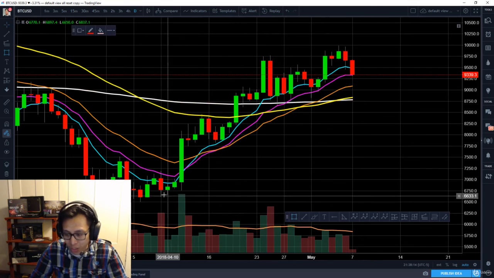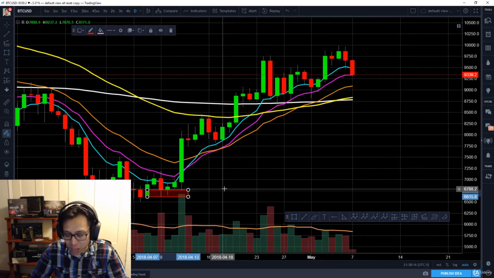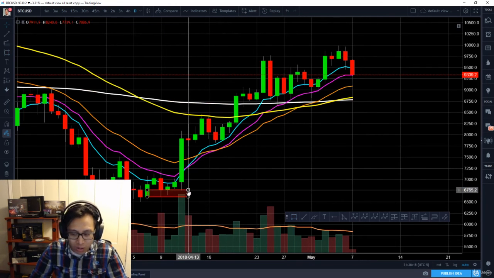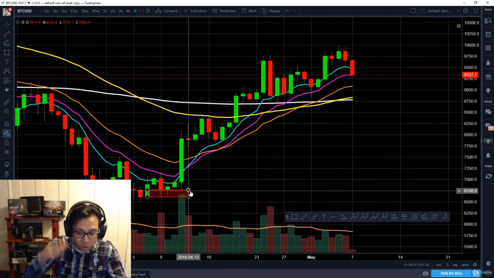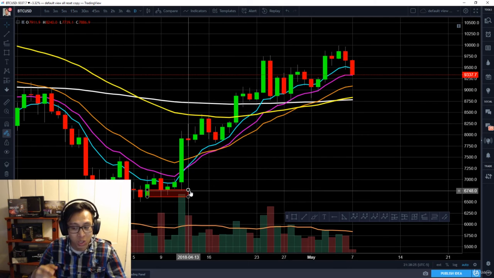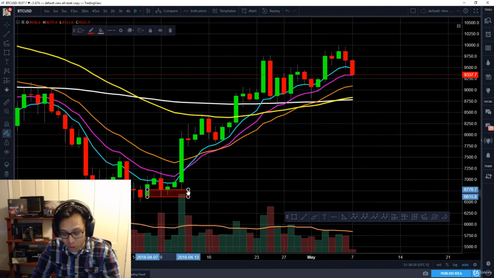And especially when we got these two wicks right here, guys, okay? These two wicks right here, they give us a really good clue to tell us that there's two rejections over 2 days to the downside. So the next few days, it's definitely going to go on an uptrend, right?